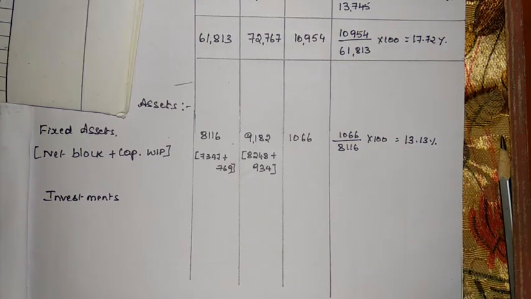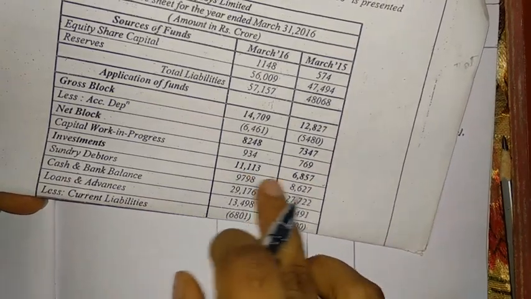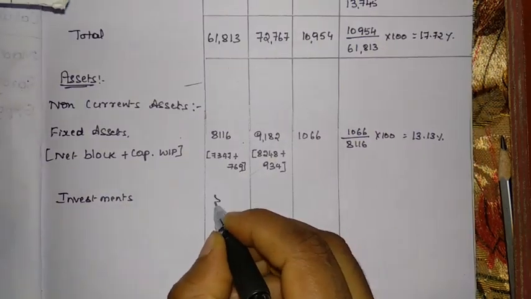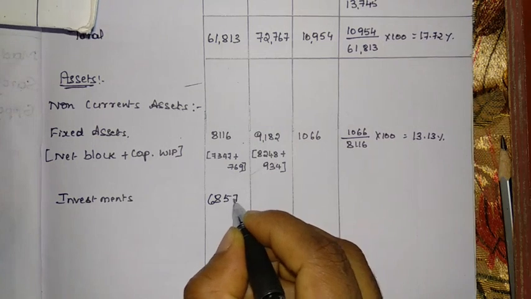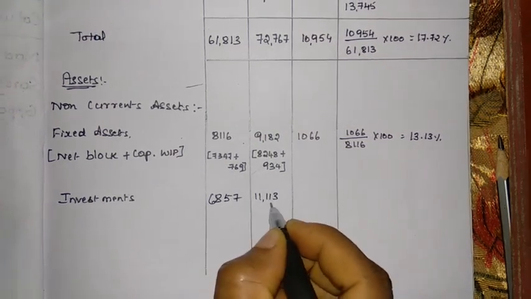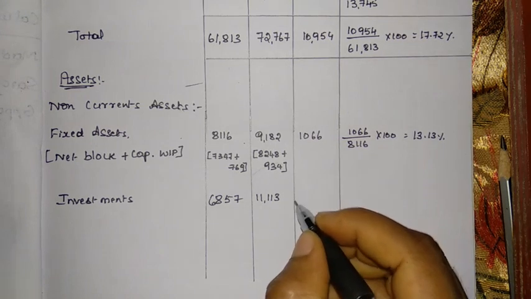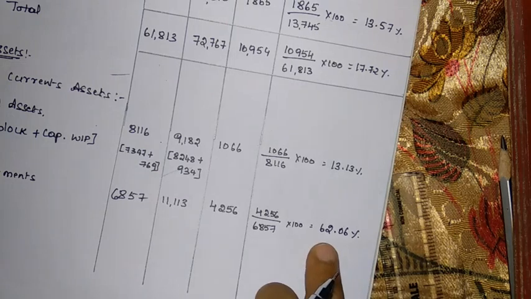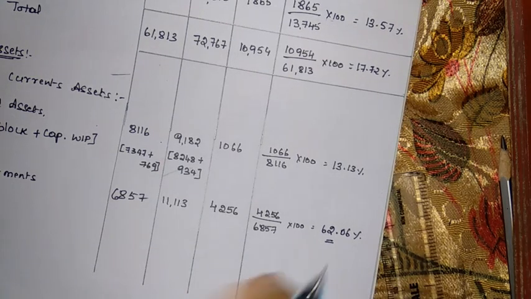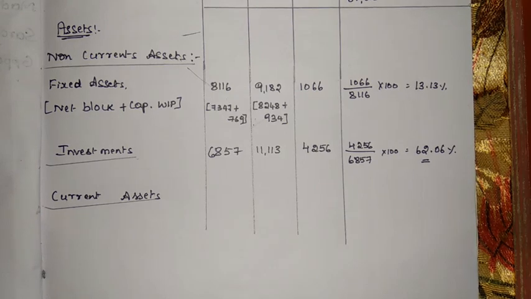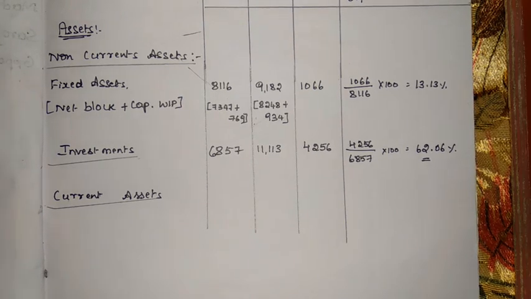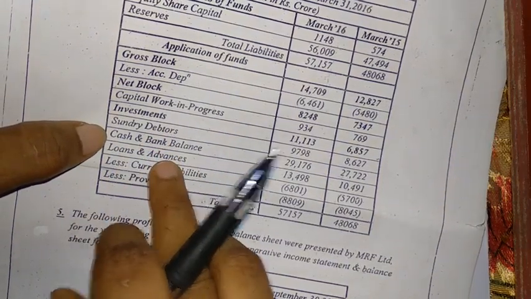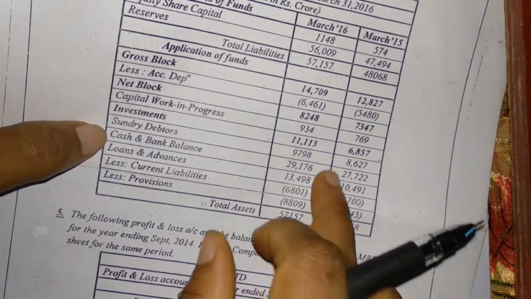Second head is investment. Total investment is given here: 6,857 and 11,113. So there is an increase in investment value by 4,256. Increase in percentage is 62.06%. Then under current assets, there are many current assets here: sundry debtors, cash and bank balance, and loans and advances. So separately we can take them, or together also.